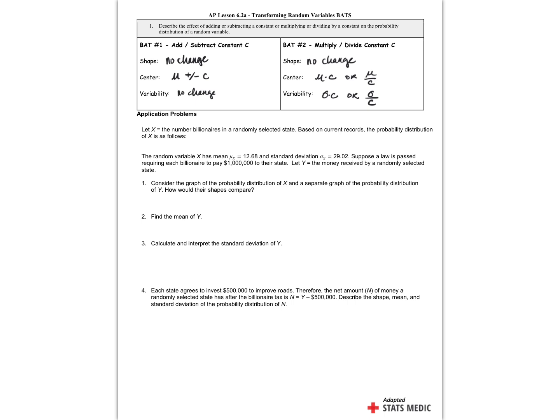X is the number of billionaires in a recently selected state. Based on current records, the probability distribution is as follows. The random variable X has a mean 12.68, that's millionaires or billionaires in a state. Standard deviation of 29.02. Suppose a law is passed requiring each billionaire to pay $1 million to their state. Let Y equal the money received by a randomly selected state. All right. So consider the graph of the population or probability distribution of X and a separate graph of the probability distribution of Y.